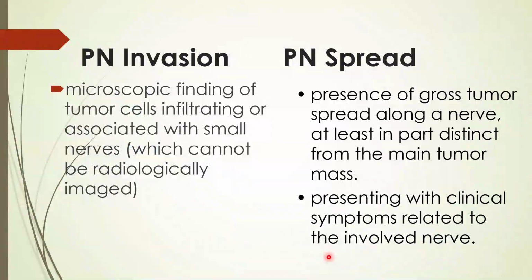Then you have to know two important terms, perineural invasion and perineural spread. So what is perineural invasion? It is a microscopic finding of the tumor cells infiltrating or associated with the small nerves, but it cannot be seen radiographically. So it's mainly on pathology. And there is perineural spread, in which there is presence of gross tumor spread along the nerve, at least in the part distinct from the main tumor mass, and it can present with clinical symptoms related to the involved nerve, as well as you can see it on radiology.